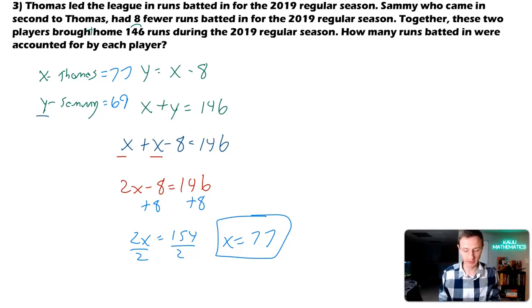There you go. So nice equation, system of equations there. Nothing too complicated. The tough part here is making sure you're able to identify both an X and a Y. So that's why I just labeled X for Thomas, Y for Sammy.